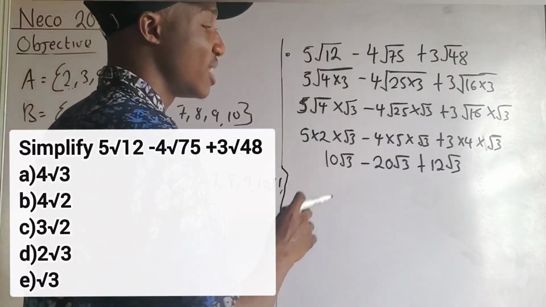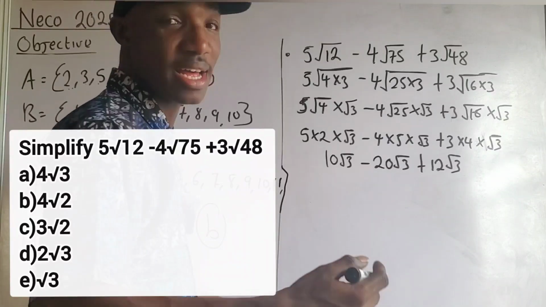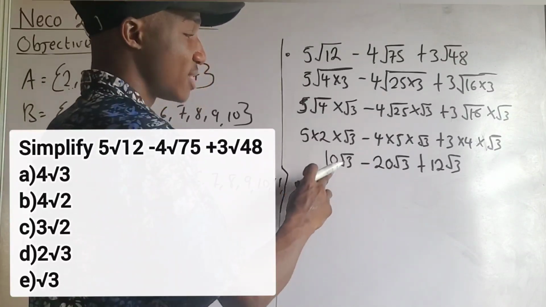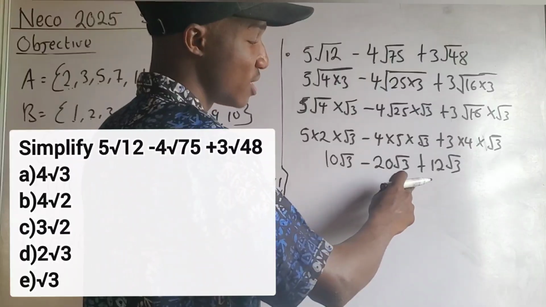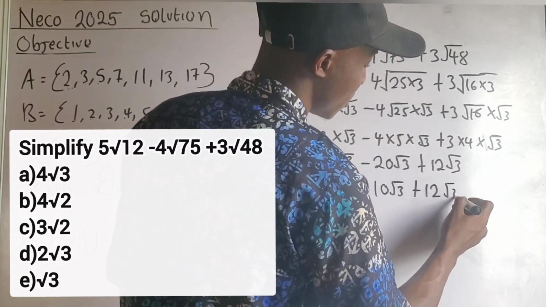Okay? Now, because they have the same irrational part, we can add them and subtract them together. We can add them together and we can also subtract them. So, 10 root 3 minus 20 root 3, that is what? Minus 10 root 3 plus 12 root 3. Okay?